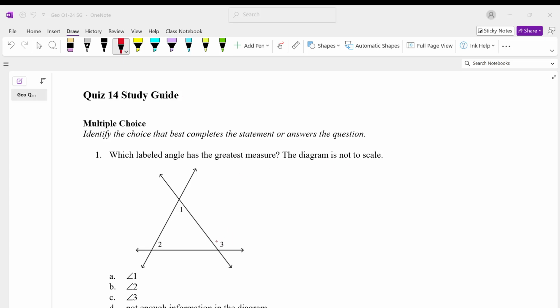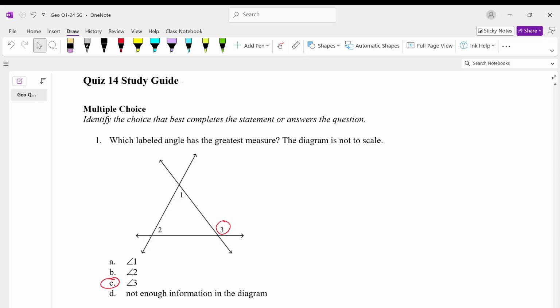So we had an exterior angles theorem yesterday that stated the exterior angle of a triangle is greater than its corresponding two remote interior angles. So angle 3 here is an exterior angle. 1 and 2 are interior angles. So it's simply applying the rule that the exterior angle is greater than its two remote interiors. So answer choice C. Angle 3 is the greatest angle in that diagram.